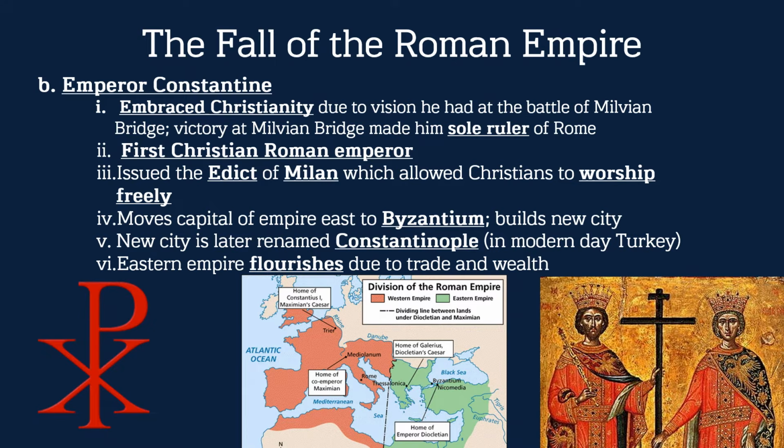He's going to pass the Edict of Milan, which will allow Christians to worship freely. He's going to move the capital from Rome to Byzantium, later renamed Constantinople after himself, and then later renamed to Istanbul after the Ottomans conquered it. And the eastern side of the empire is flourishing due to the wealth and the trade.